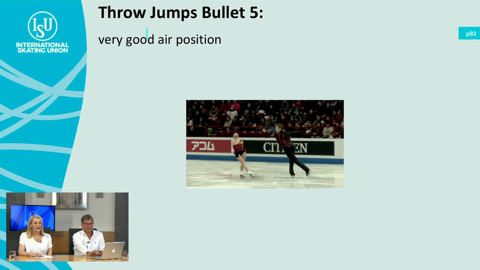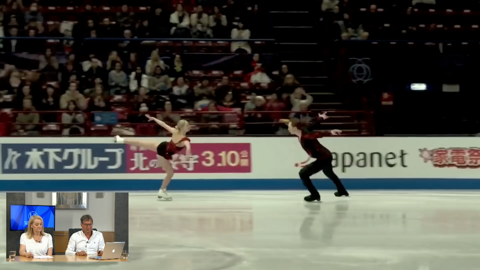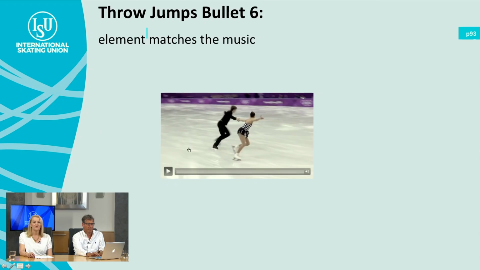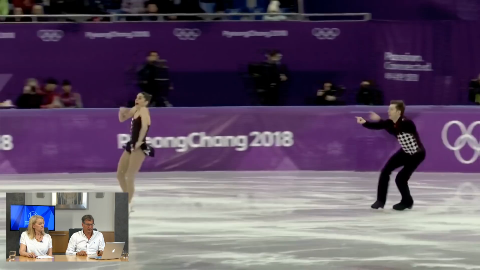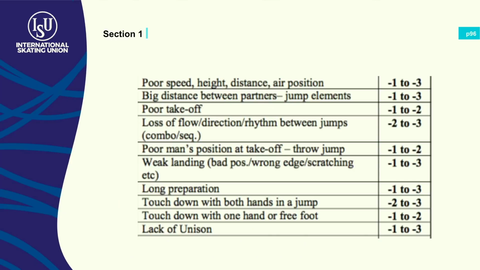And bullet number five, very good air position. And bullet number six, the element matches the music. And here we have the reduction chart for both the jump elements and the throw jumps. Okay, now we go to step sequence. Here all positive bullets.